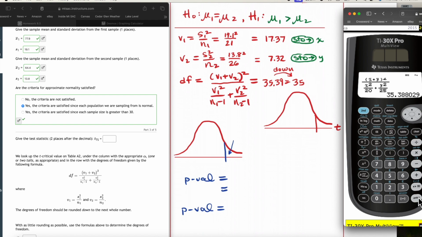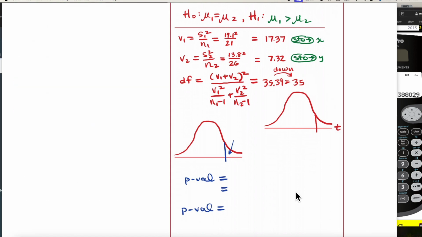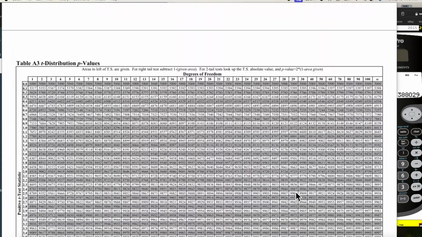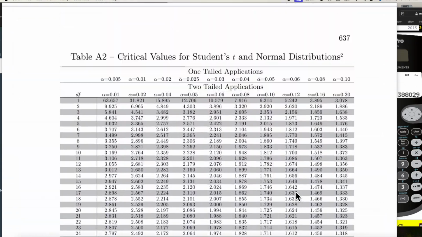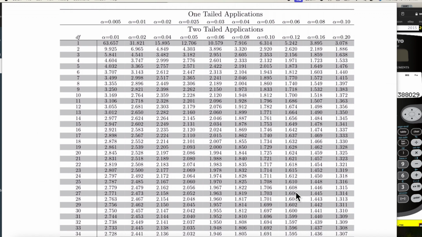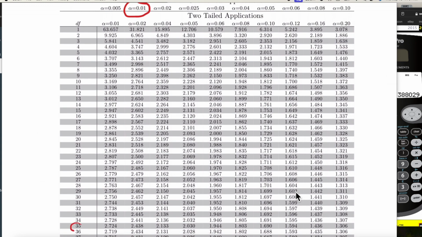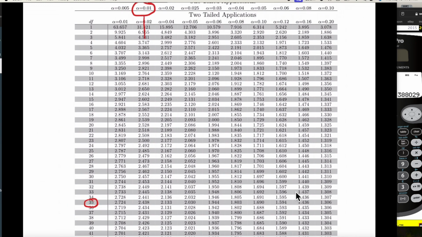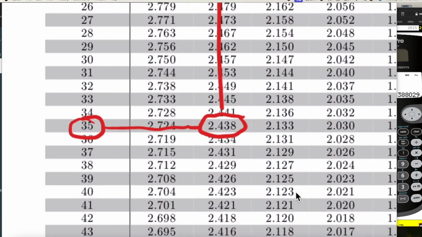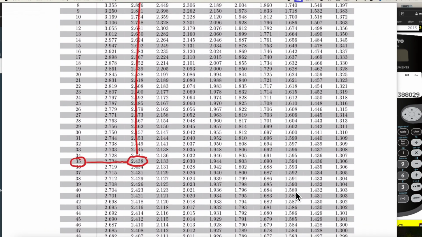So let's slide up real quick to our table. We're looking for the critical value. Okay, so again, here, the alpha is 0.01 and it's a one tail this time. Way down to 35 degrees of freedom here. Okay, so I think we can see that it's 2.438. All right, so let me clean this up.